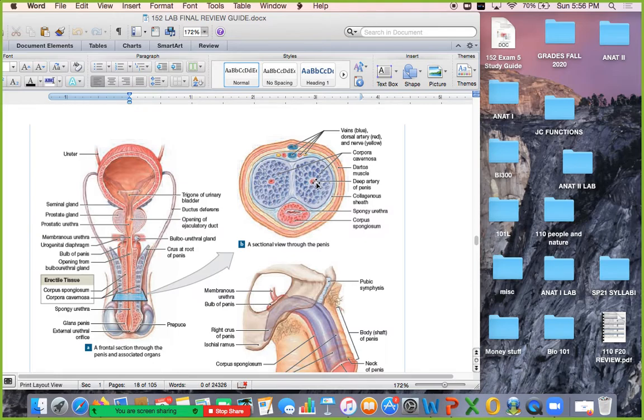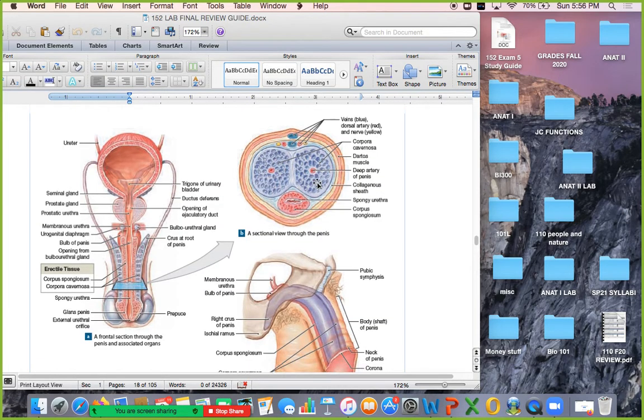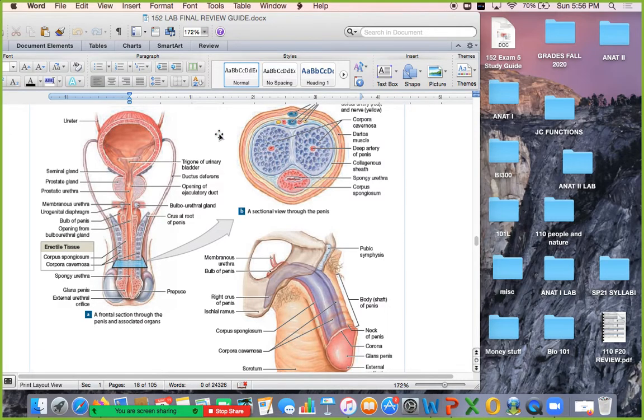Once this deep artery of the penis is given blood, it's fairly leaky. It's going to fill up and cause the erection itself. We're also going to have the dorsal artery, the veins, and nervous tissue that are depicted right here at the very top of the penis, or the superior section, I suppose.